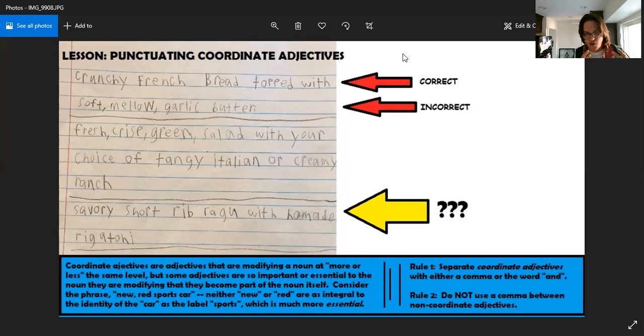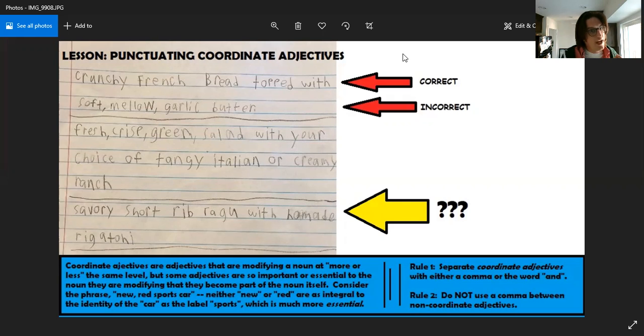Now, if we're looking at today's case example, which is this wonderful menu prepared by my nephew, I was fascinated to look at this and see that instinctually, and I'm going to give him full credit for intentionality here, he is pretty close to nailing this already with some of these items. So let's look at line one, crunchy French bread. That is correct. It is correct to not have a comma there between crunchy and French because French bread is a thing in and of itself.